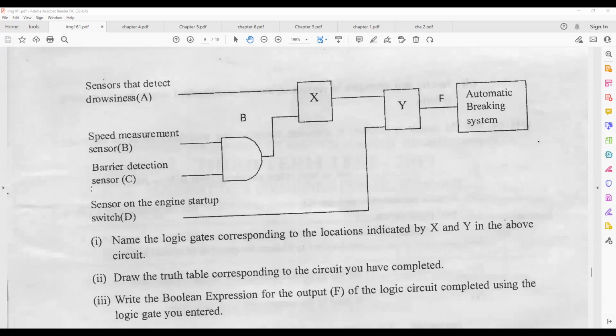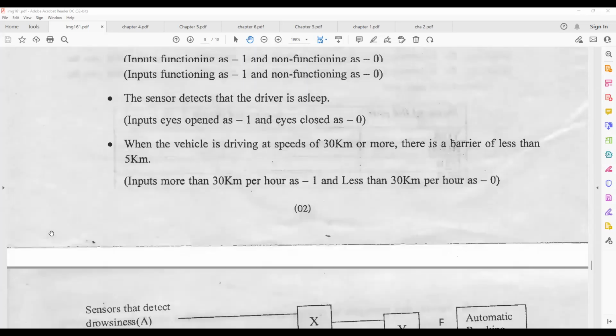Aim: the logic gates correspond to the locations indicated by X and Y in the circuit. Yes, what do you think? What should be X, what should be Y? Right, now let's write down.